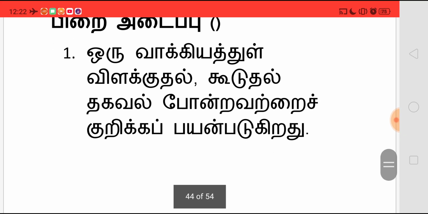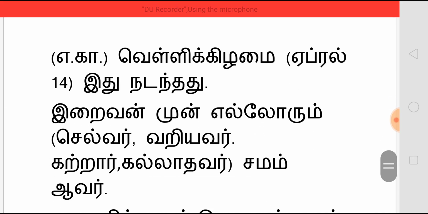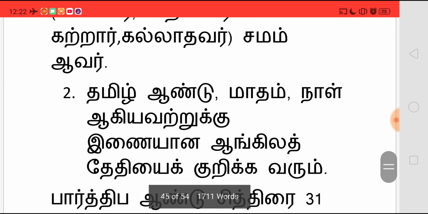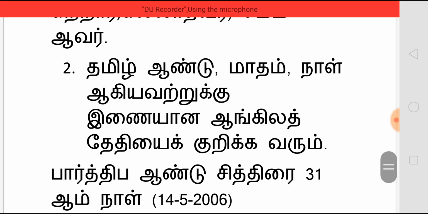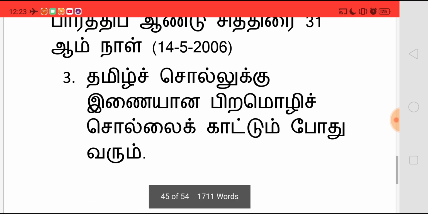பிறை அடைப்பு will come in a sentence when we are giving additional information in the sentence. For example, வெள்ளிக்கிழமை (ஏப்ரல் 14) இது நடந்தது. இறைவன் முன் எல்லோரும் (செல்வர், வறியவர், கற்றார், கல்லாதார்) சமமாவர். And when we are informing Tamil years, month and days, and along with it, when we are going to use the equivalent English date, we will use it. For example, பார்த்திப ஆண்டு சித்திரை 31ஆம் நாள் (14/5/2006) will be mentioned in these brackets.